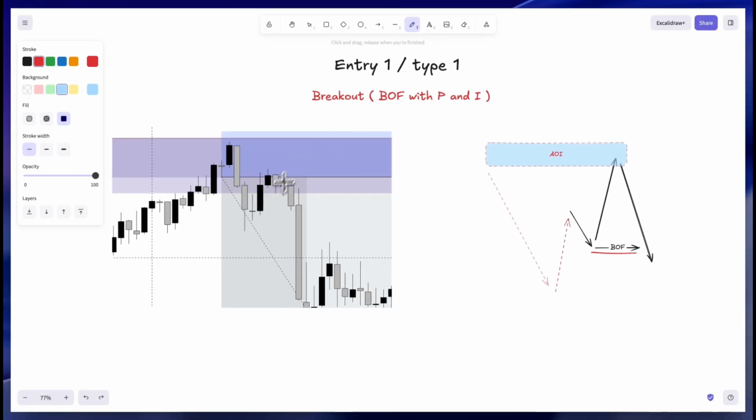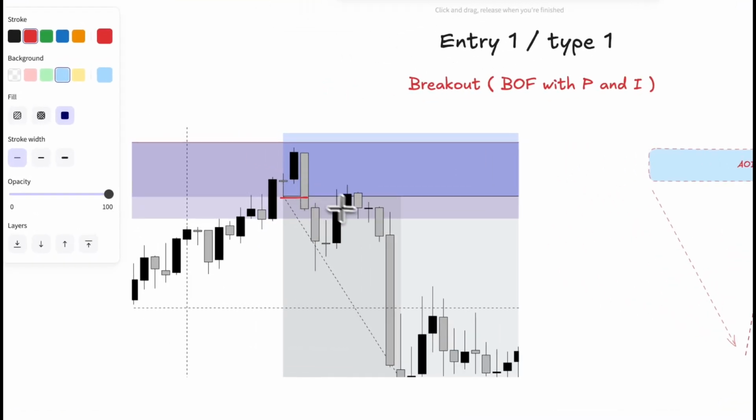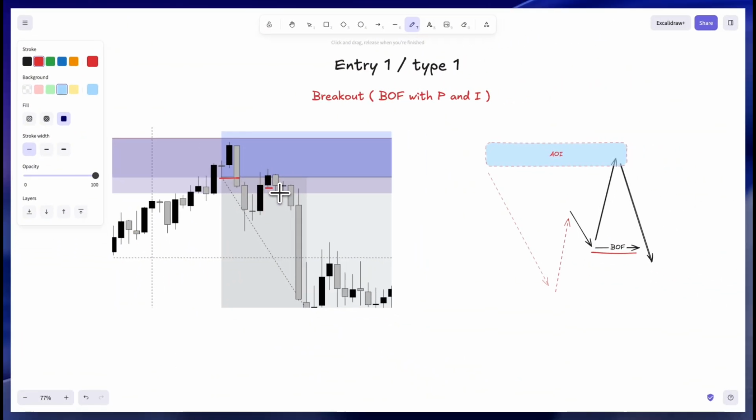You should be able to see now that there are multiple plays you could have taken. You could have taken it on this one and then reloaded on the M1 break on this. This is the M5 time frame, but because I've done the charts for so many years now, I can map out exactly on a lower time frame just from the M5.